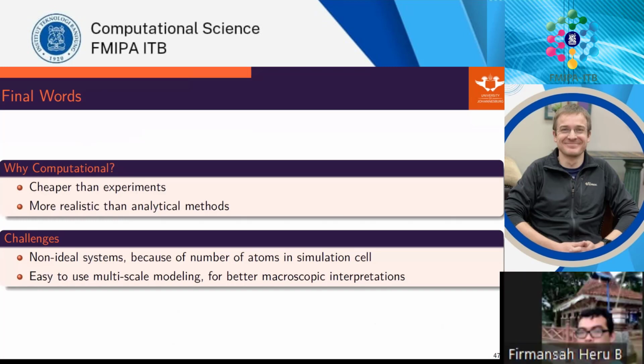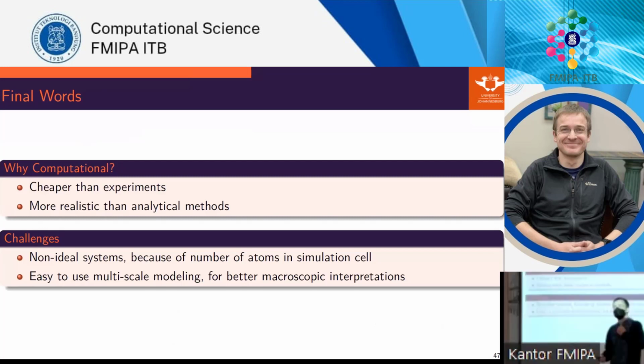Okay, so I think I gave you enough pretty pictures for today. As final words, please give funding for computational science, everyone. It's so much cheaper than experiment, right? And it's so much more realistic than just relying purely on analytical methods. Don't get me wrong, theoretical people are very important. Without the basic equations, we can't do anything, right? But we can do more if we all work together.